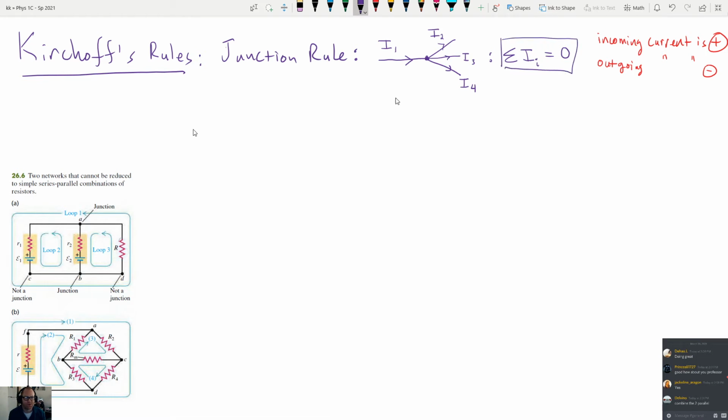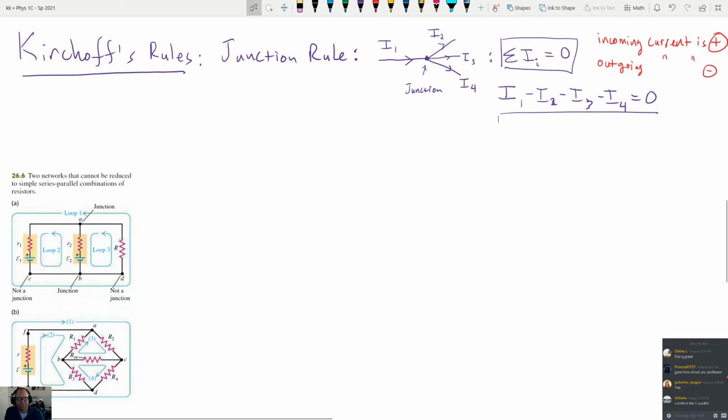So in the picture that I have drawn right here, what that would mean is I1, which goes into the junction. Again, this is what we call a junction, or a node or something, whatever you want to call it. I1 is coming in, so that's positive. I2, I3, and I4 are all going out, so we're going to subtract all 3 of those. So I1 minus I2 minus I3 minus I4. These are all going to sum to 0. And that's the junction rule. It's really simple. Of the 2 rules, this is definitely the easiest. Does anyone have any questions?